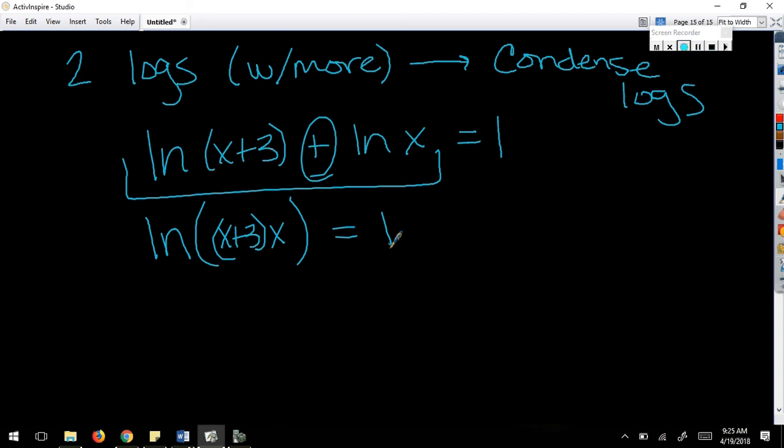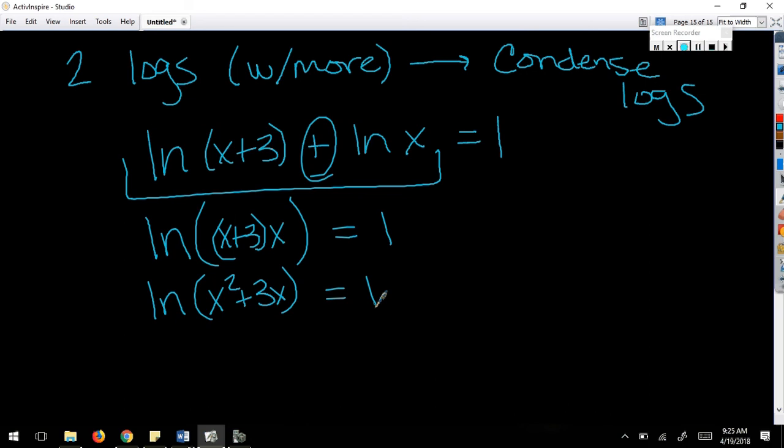Wait, so why don't you multiply the x to the other stuff? You can't do that because the addition in the middle tells us to multiply, not add. So x squared plus 3x.